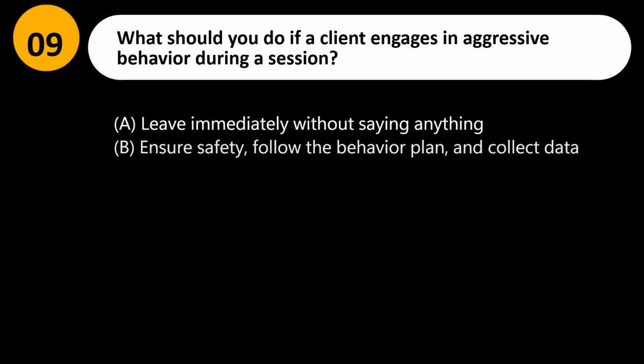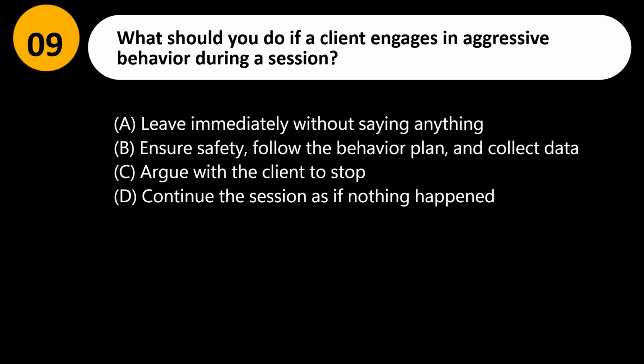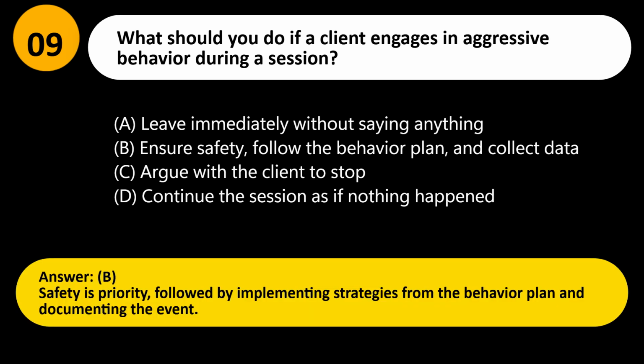What should you do if a client engages in aggressive behavior during a session? A. Leave immediately without saying anything. B. Ensure safety, follow the behavior plan, and collect data. C. Argue with the client to stop. D. Continue the session as if nothing happened. Answer, B. Safety is priority, followed by implementing strategies from the behavior plan and documenting the event.